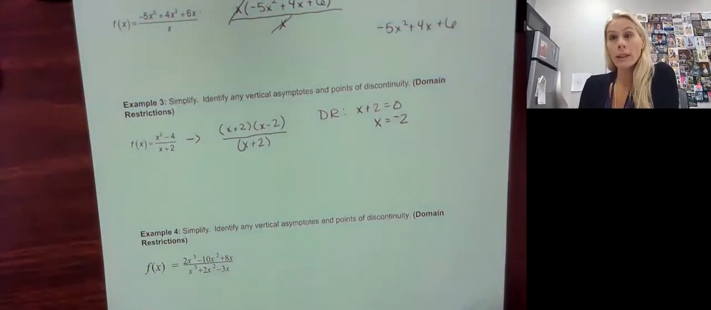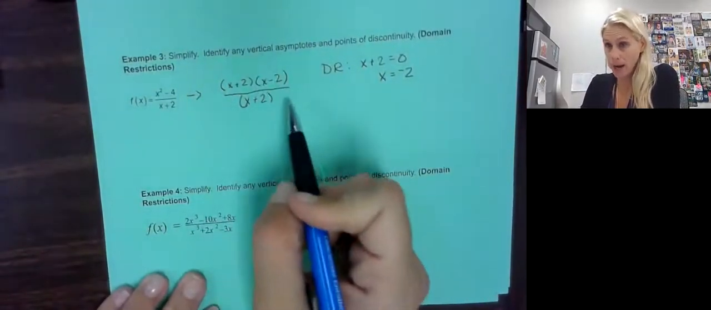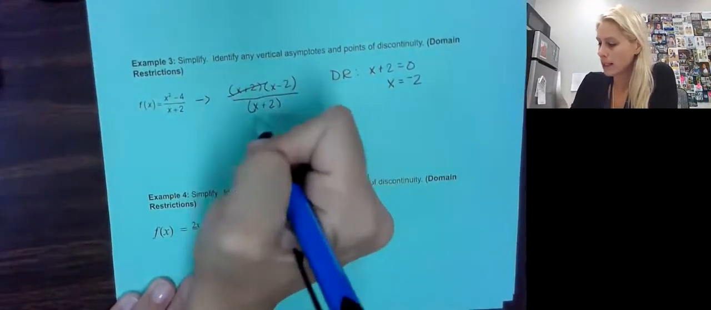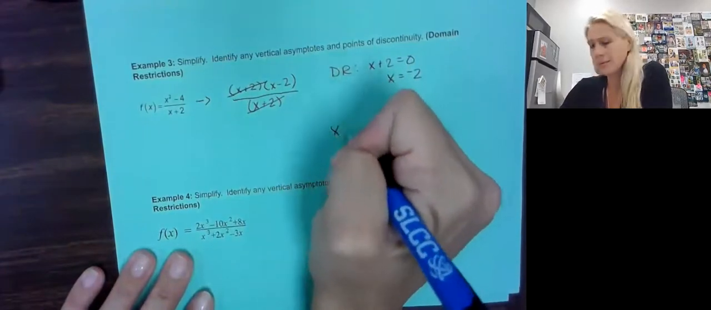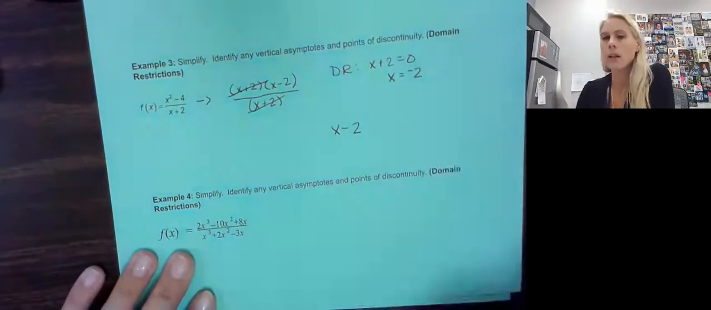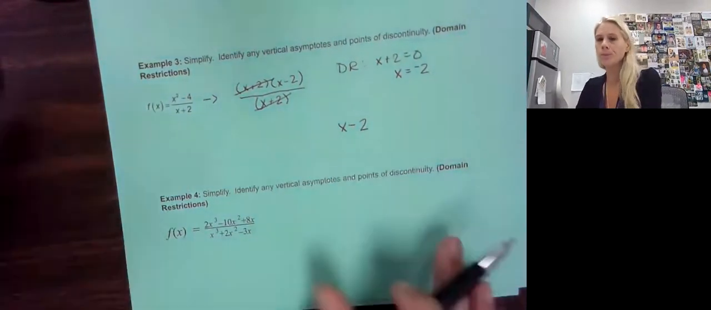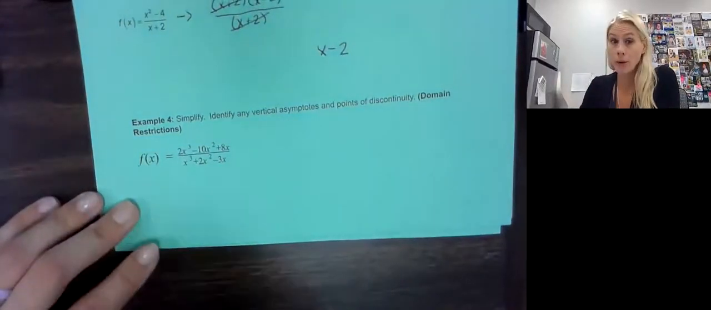All right, so now let's look at our simplified. So what grouping, right? What grouping can we cross out? X plus 2. Now, will there always be something to cross out? No, sometimes we get things that are already simplified. So there is our simplified function. All right, one more, and then you guys get to try this on your own, okay?